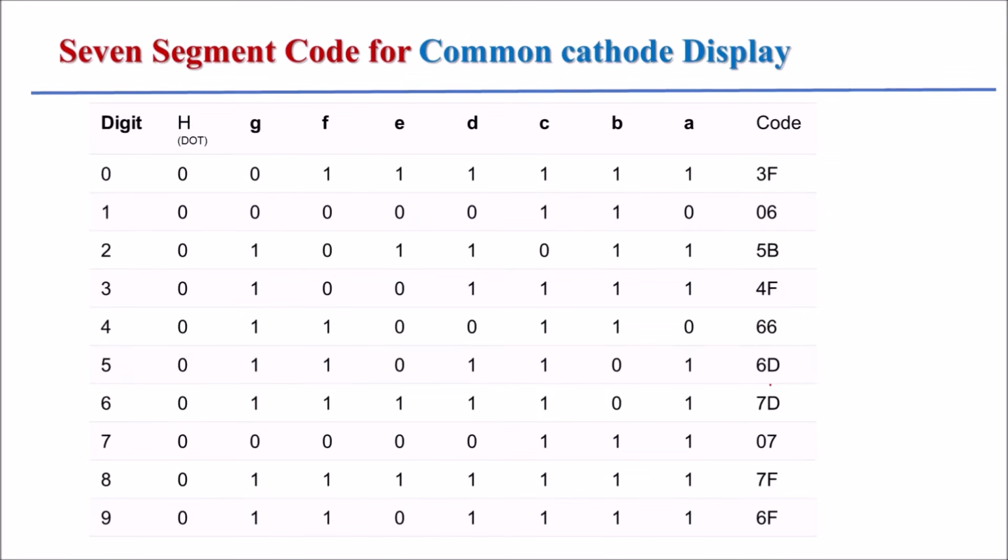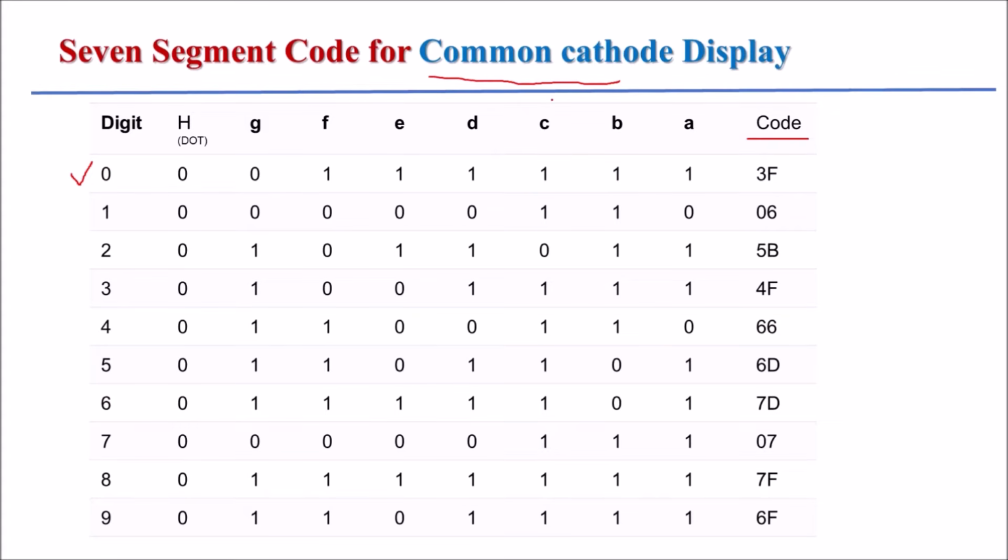Now to display a particular digit, as we have seen, the particular segments should turn on. For that, we have to find the 7-segment code. In this table, the 7-segment code for common cathode display is shown as an example. So these are the digits. Suppose we want to display a digit 0. We have seen that segments A, B, C, D, E, F should be at logic 1. So these segments should turn on.